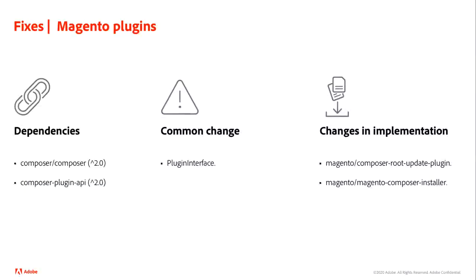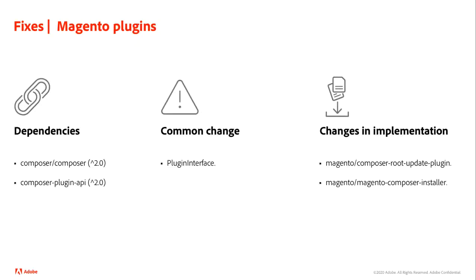Issues which we faced. A common change which we needed to make for all our plugins was a change to the plugin interface, which resulted in missed public methods in plugin implementations across all the plugins. We did this change. Also, we updated dependencies, adding support for Composer version 2 and Composer plugin API version 2, which was easy to do. And also there were functional changes for two plugins, the root update plugin and Magento Composer installer, which required development and a lot of testing.